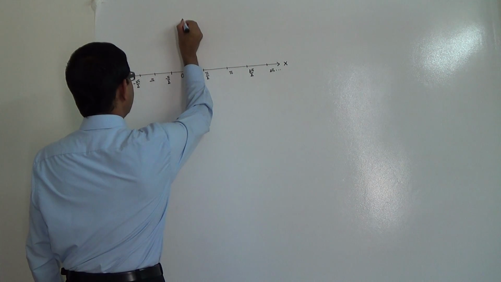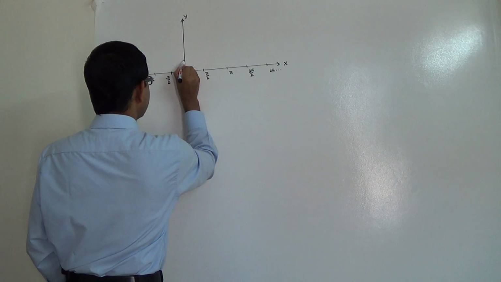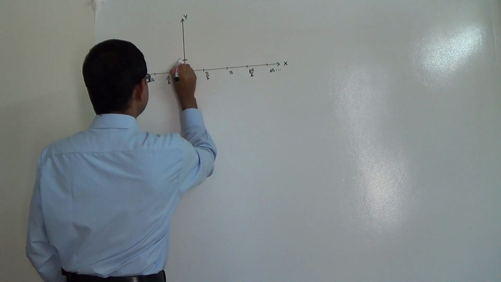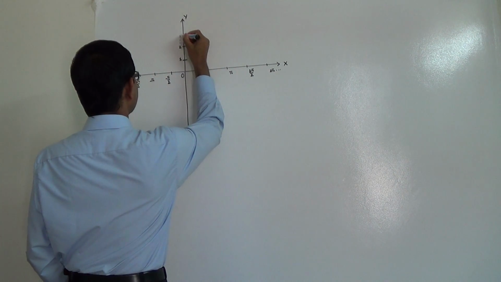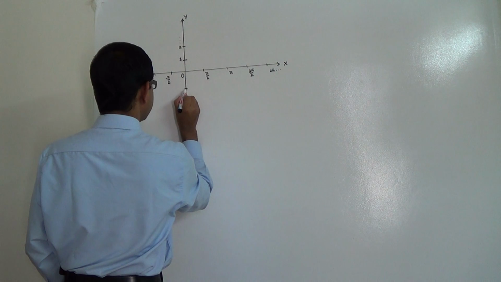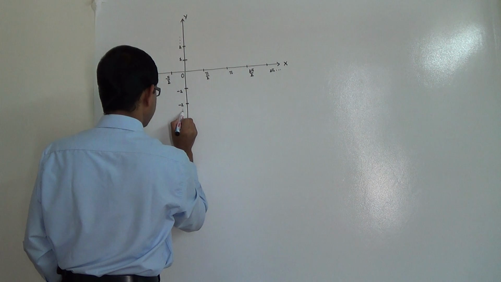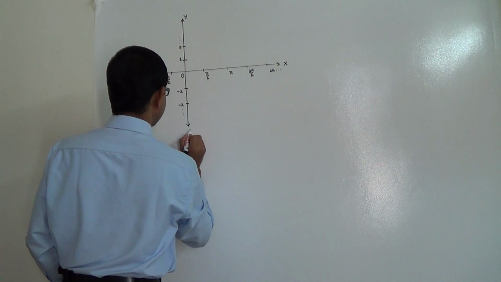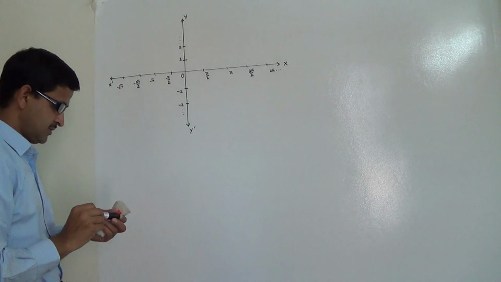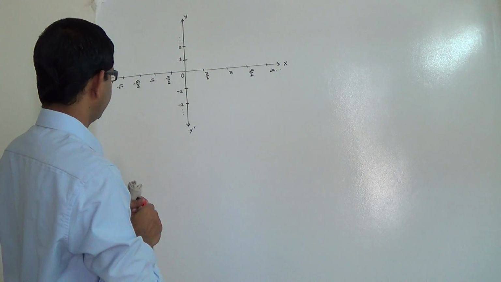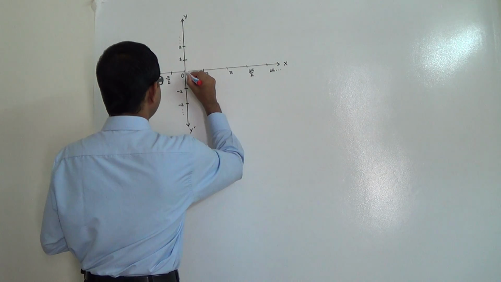And along the y-axis we will measure the value of this function. So this is 1, this is 2, and in that way it will continue. And here this is minus 1, this is minus 2, and in that way it will continue along the negative direction of y-axis. Now the sine looks like this. We all know what is the value of sine 0? It is 0. So the sine function looks like this.